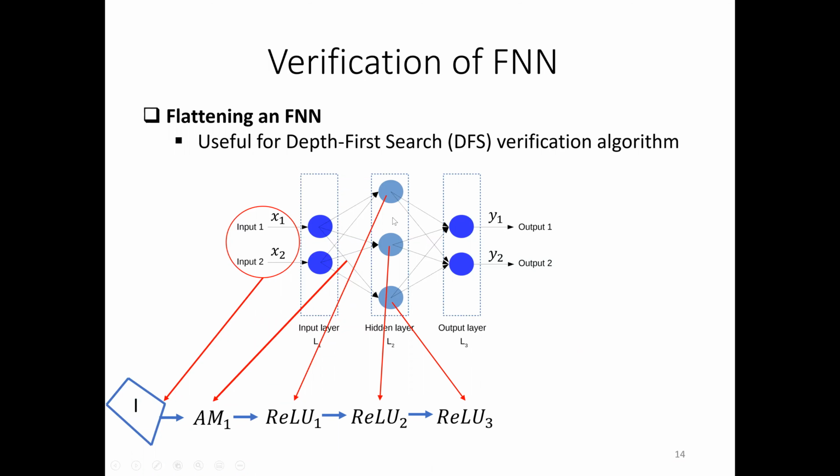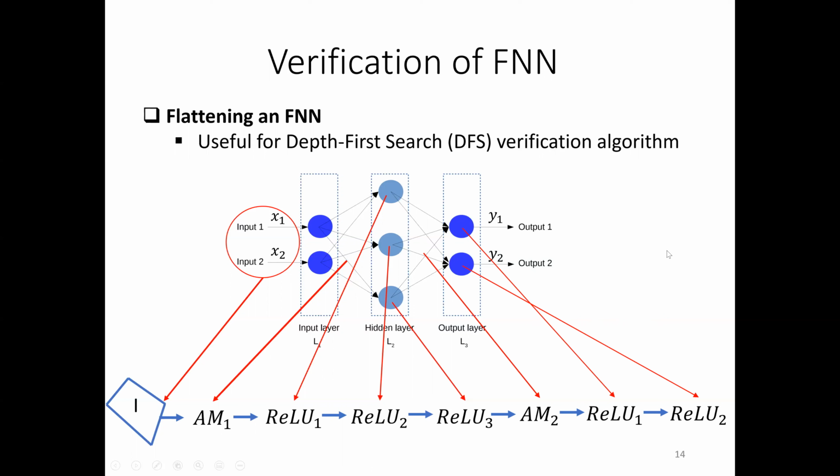What is the next operation you need to do? Another affine mapping, and then two ReLUs. Great. That's the affine mapping, then the step ReLU operation on the first neuron, and the step ReLU operation on the second neuron. Then you get the reachable set you want to verify. So you can flatten a complex neural network architecture into a sequence of operations when you do computation.